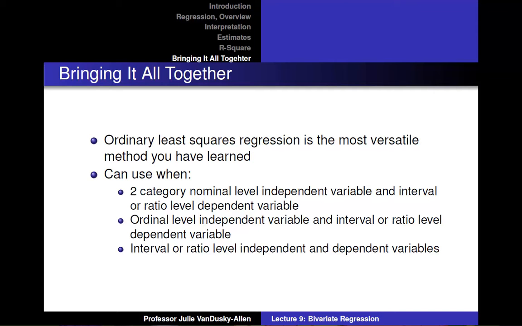Of all the statistical methods you have learned in this course, ordinary least squares regression is the most versatile in the sense that there are multiple different situations where you can use regression to analyze the relationship between two variables. You can use it when you have a two-category nominal level independent variable and an interval or ratio level dependent variable, when you have an ordinal level independent variable and interval or ratio level dependent variable, or when you have interval or ratio level independent and dependent variables.